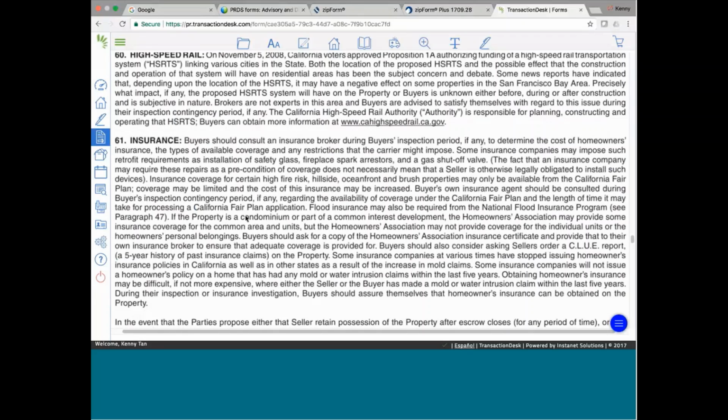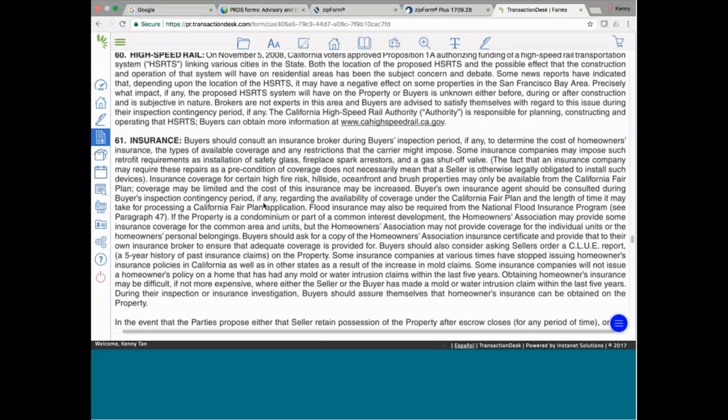Oh, you know what? You guys heard about the California Fair Plan? In some hillside area, no insurance will cover. Only California Fair Plan. Okay? Something for you to know. Insurance? Some areas, hillside. Many insurance companies will not insure. So you have to go with the California Fair Plan.